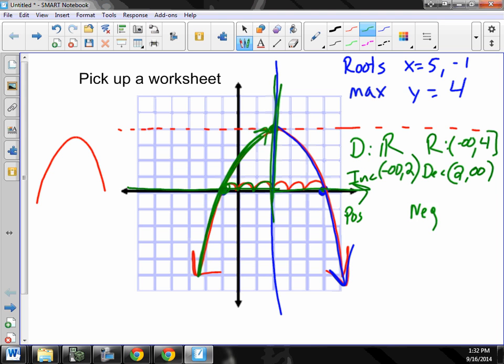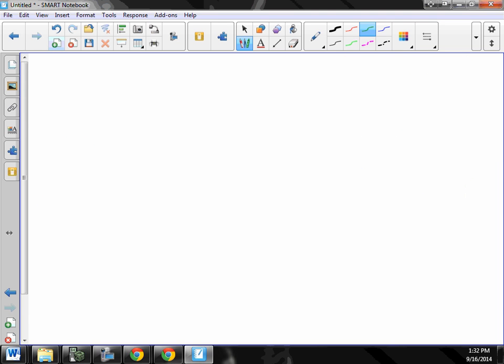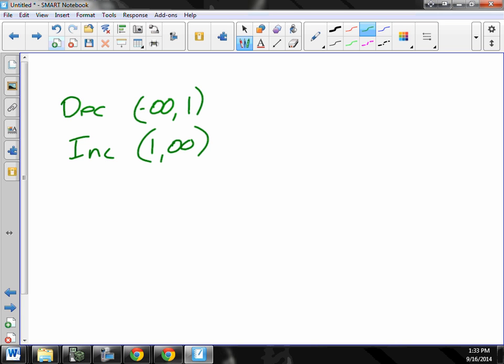Okay? Now, do you notice a pattern between these two? The x's and y's switched, and one other thing changed. The sign on the infinity also changed. So if I told you the graph is decreasing from negative infinity to 1, where is it increasing? From 1 to infinity. So if you know one, you automatically know the other. Okay?